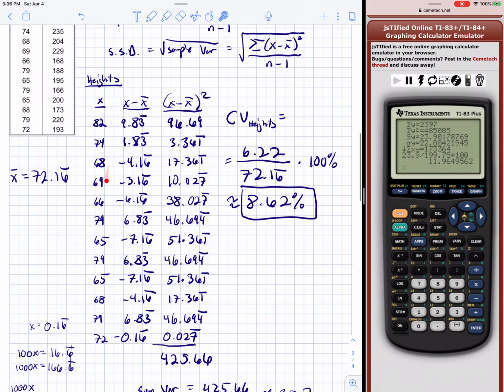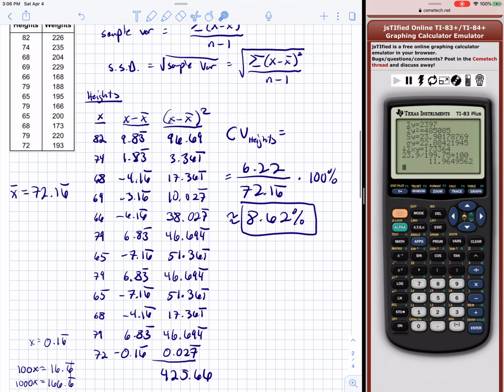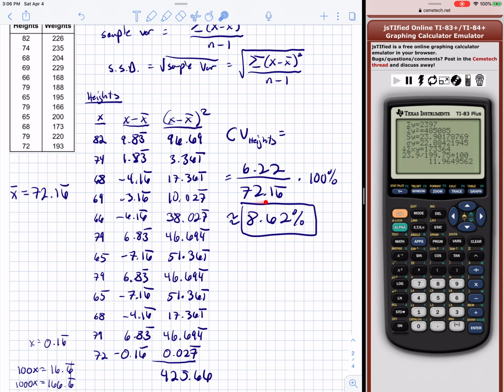When we did it by hand, we were making a table. We took our data entries. We said each x minus the average. We squared those results and then added them up, and we got this. Then we use that to find the sample variance. We're going to say this divided by n-1. We get this. And then for the sample standard deviation, we take the square root of that, and we get this, right? So the sample standard deviation divided by the average times 100 for the heights, we got this.